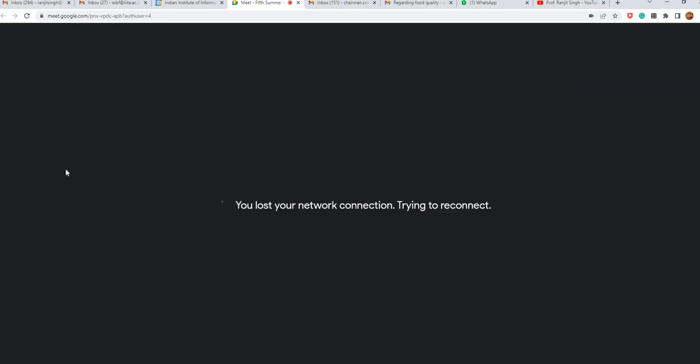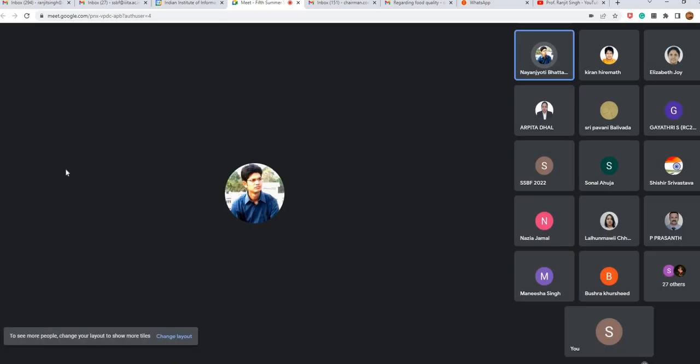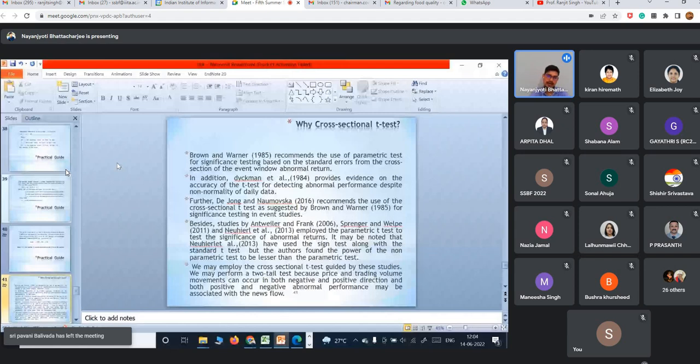Literature has suggested that one can go with the cross-sectional test. This suggestion was first provided by Brown and Warner, who recommended the use of a parametric test for significance testing based on the standard errors from the cross-section of the event window abnormal return. How we do it, I will explain in the case study. In addition, Dyckman has also suggested that the t-test provides more accurate results with regard to abnormal performance despite the non-normality of daily data. In a recent study, De Jong and Nobuska recommend the use of the cross-sectional t-test as suggested by Brown and Warner for significance testing. Recent studies by Antler and Frank, Sprenger and Well, also employed the parametric t-test. Some also used the sign test, but they observed that the non-parametric test seems to have lesser power than the parametric test, the cross-sectional t-test to be more precise.